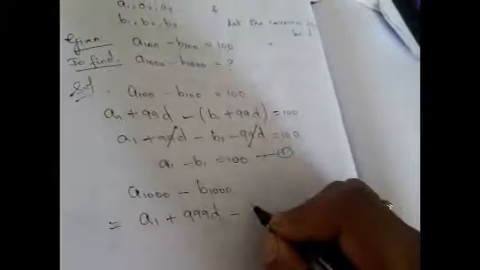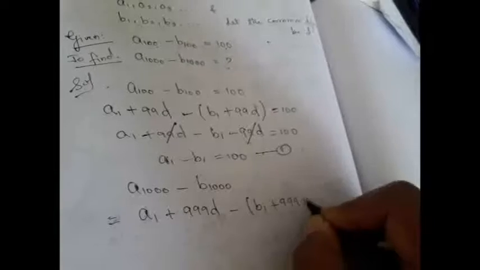Now we need to find the difference between the 1000th terms. So find A1000 minus B1000, which equals A1 + 999d minus (B1 + 999d). Obviously these two will get cancelled. So we found A1 minus B1. The difference between their 1000th terms is nothing but the difference between their first terms, since they both have the same common difference. So what is A1 minus B1? 100, by equation 1. Alright. Therefore the difference between their 1000th terms is 100.